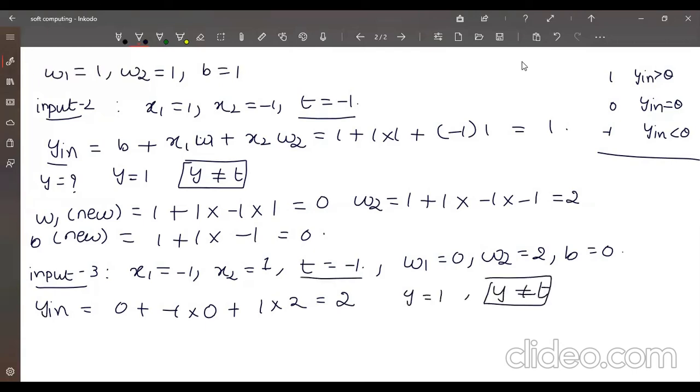Here also we failed to achieve the condition y equal to t. So now we have to update our weights. Our new weight after input 3: W1 new is equal to, our old weight is 0, right? 0 plus alpha 1 into target value minus 1 into x1. x1 is minus 1. So we will be getting 1 here.